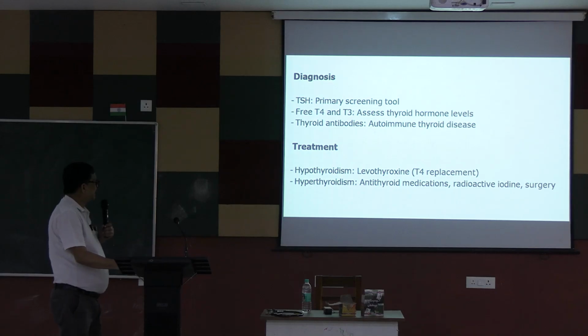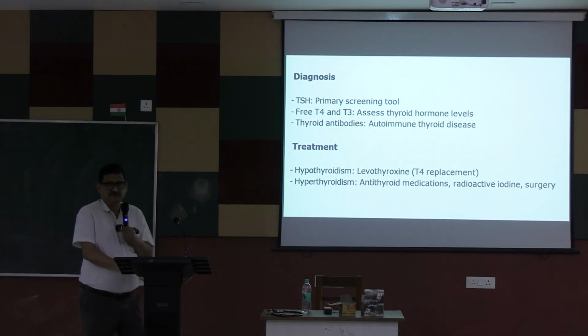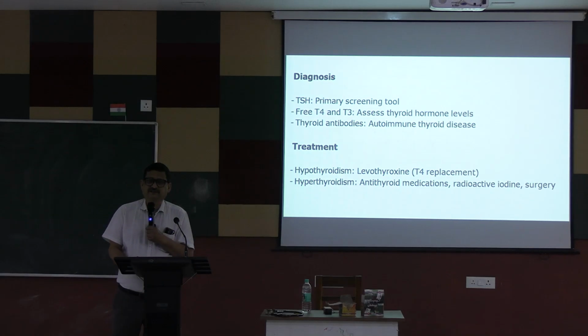There are some thyroid antibodies to determine whether the origin of thyroid dysfunction is due to autoimmune or not. What are the most important autoantibodies? One is anti-TPO and another is anti-TSH receptor antibody. One for hypothyroidism, Hashimoto's, and another for Graves.